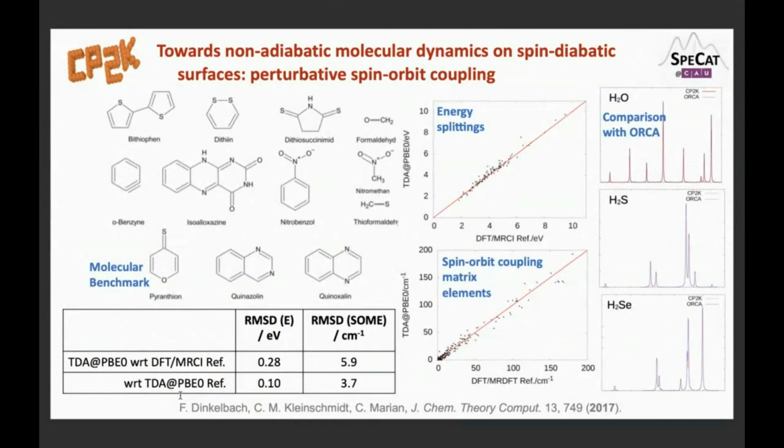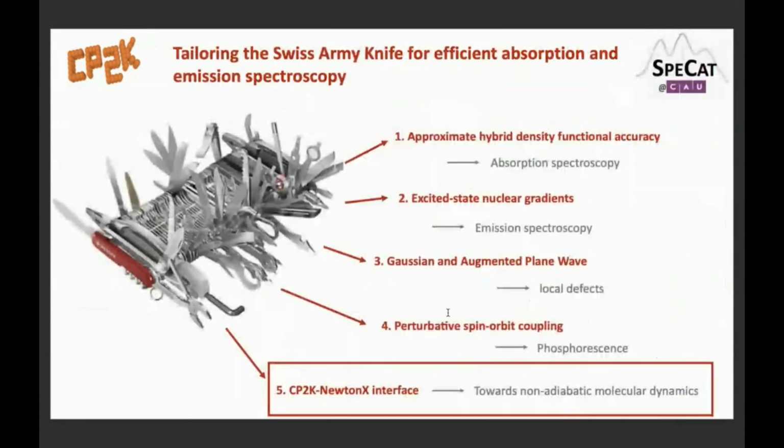My master student then did computations for a molecular test set as shown here, and compared those to really highly accurate DFT/MRCI reference data of Christel Marian. And what is shown here, for example, in the middle, are correlation plots comparing our DFT results with this DFT/MRCI data for energy splittings and spin-orbit coupling matrix elements, and we get quite a good agreement. So I think that this is on a good way, and we hopefully also have it finished soon.